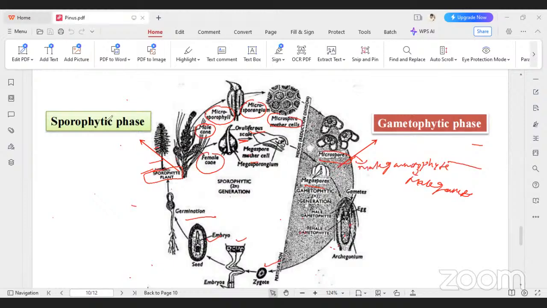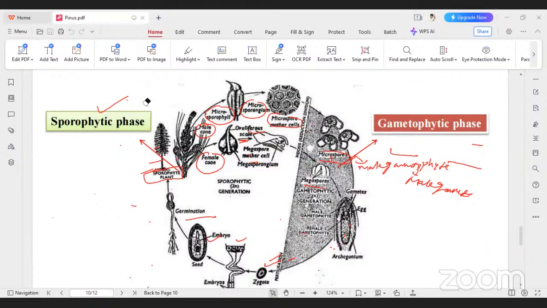This one is the sporophytic stage, and this one is the gametophytic stage. After spore, production of gametes until the zygote formation, that is the gametophytic stage. From zygote to development of the cones, that is the sporophytic stage. That's it.